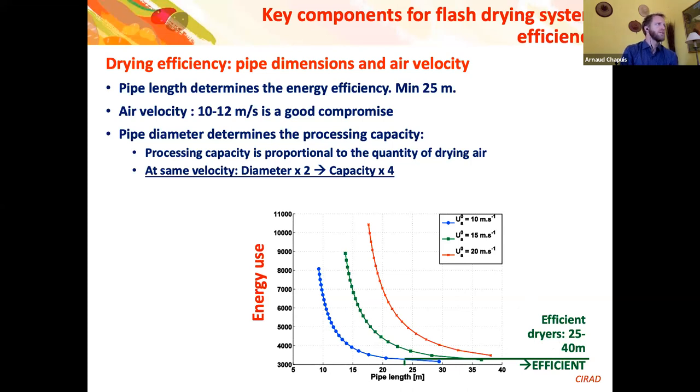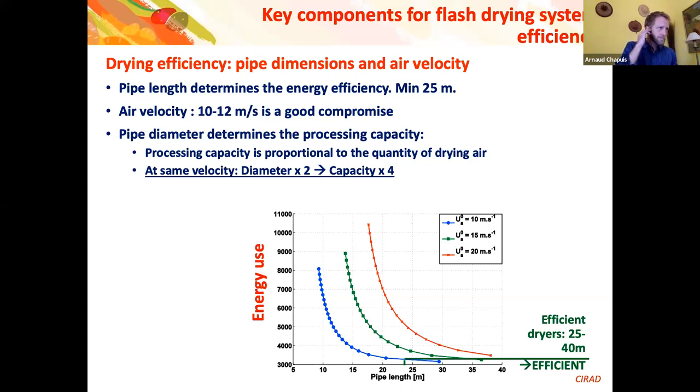Then we recommend to have an air velocity between 10 and 12 meters per second. That's a good compromise because air velocity has two opposite effects. Increasing air velocity reduces the time the product has to dry in the dryer, but it also reduces the particle size, which also improves the drying. So a good compromise is 10 to 12 meters per second. And that's the basis for the design of the dryer.